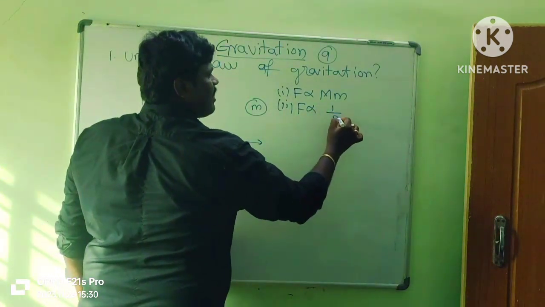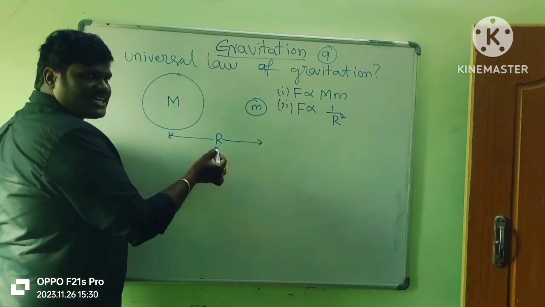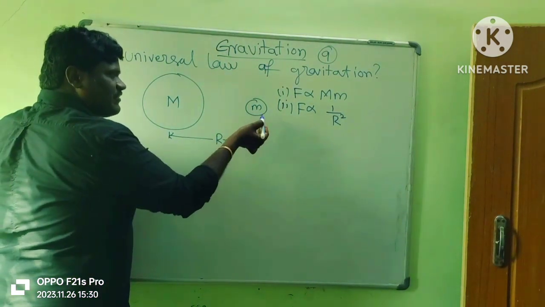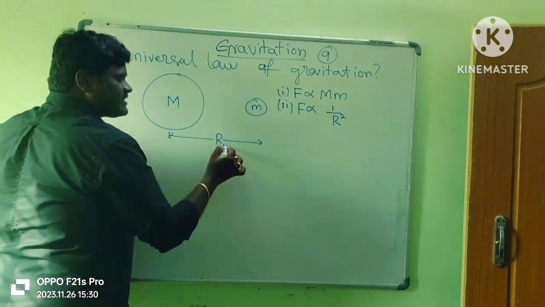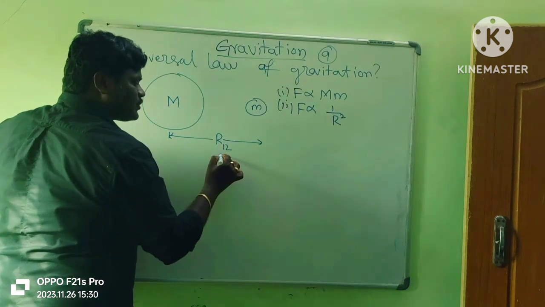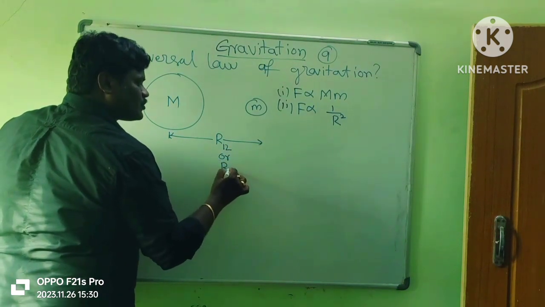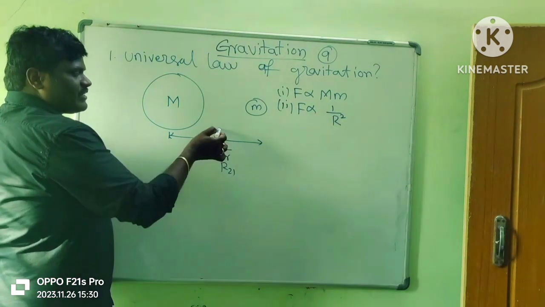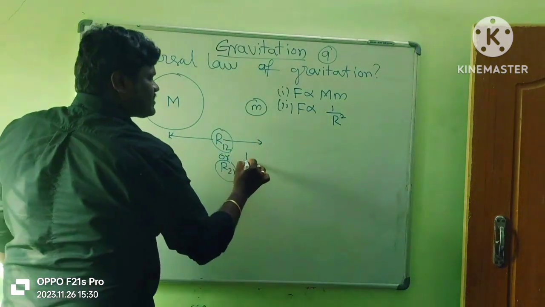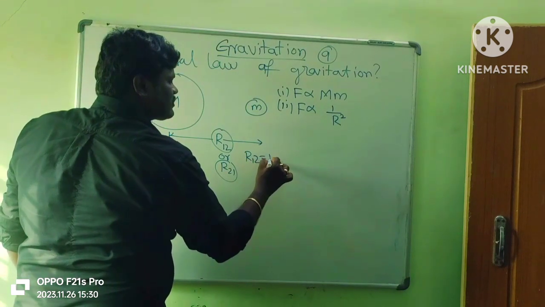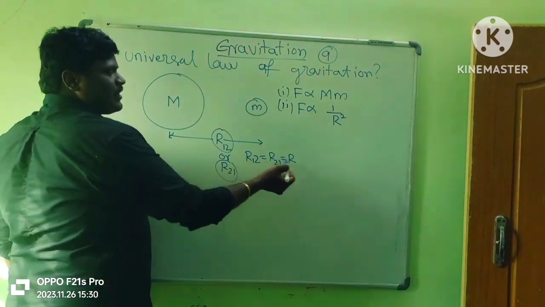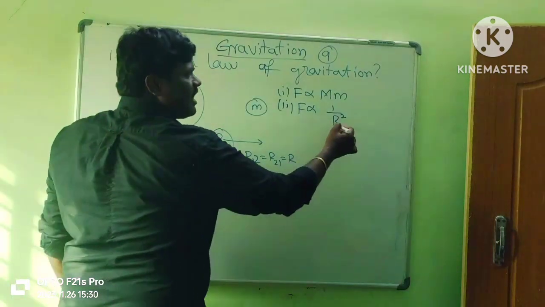That means R square. Why R square? From capital M to small m is R12, and similarly from small m to capital M is R21. These two distances are the same, that means R12 is equal to R21 is equal to R. Therefore the product of R and R is R square.